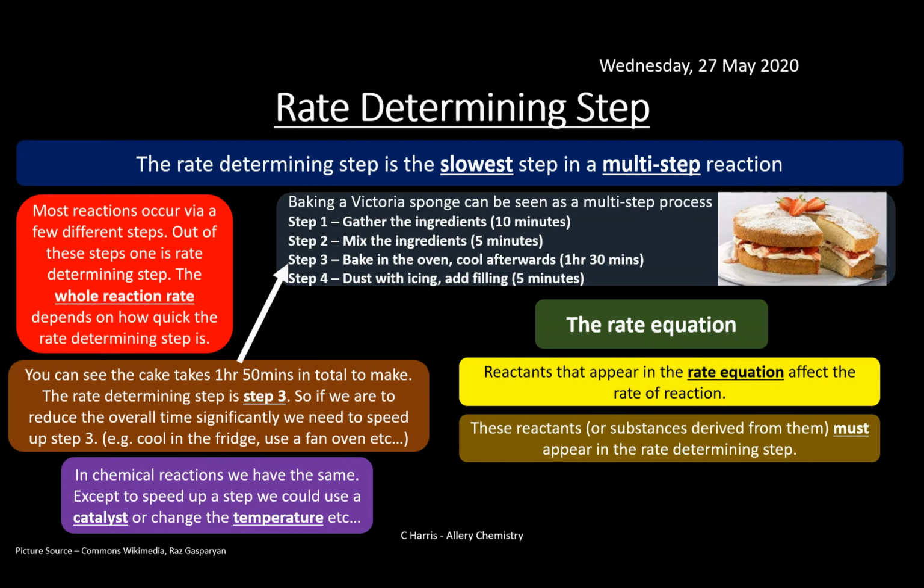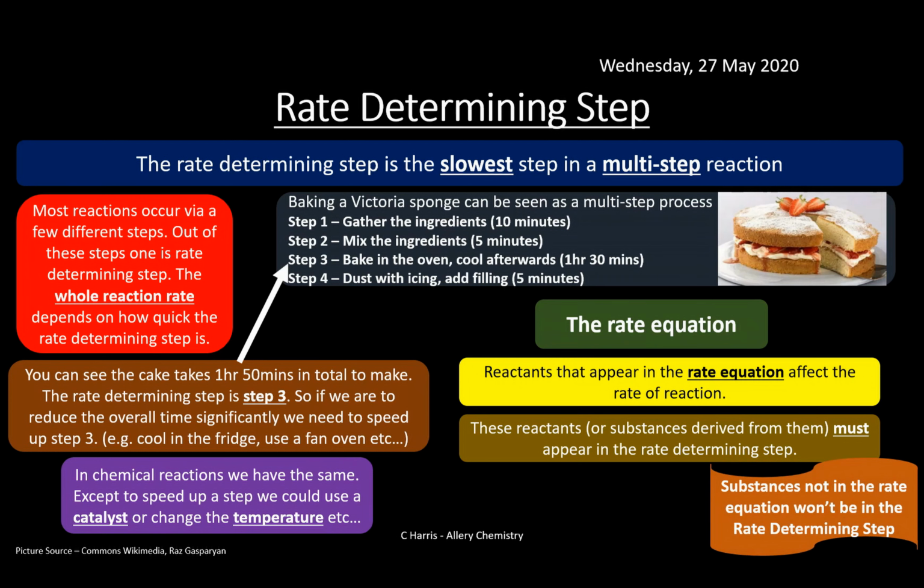Okay, so I'll just go through that again. Reactants that appear in the rate equation will affect the rate of reaction. So if they're in the rate equation, it'll affect the rate of reaction. Okay, so these must appear in the rate determinant step. That's very, very important. Substances not in the rate equation won't be in the rate determinant step. Really straightforward. So that rate determinant step must have the rate expression in there.